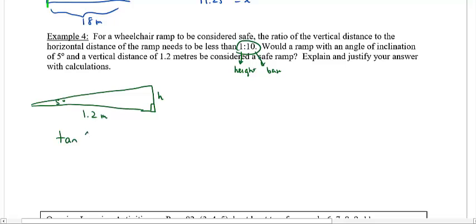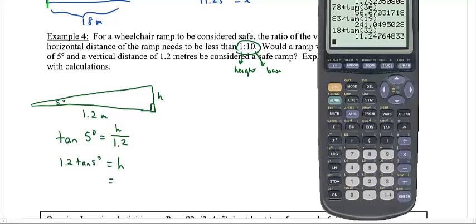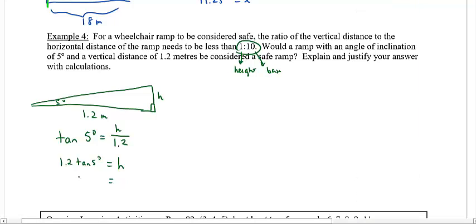Well, tangent 5 degrees, that, of course, equals height divided by 1.2. We've done this so many times that I hope it's pretty straightforward to you now. Doing it on the calculator, 1.2 times tangent 5, 0.105. Okay, that's our height.